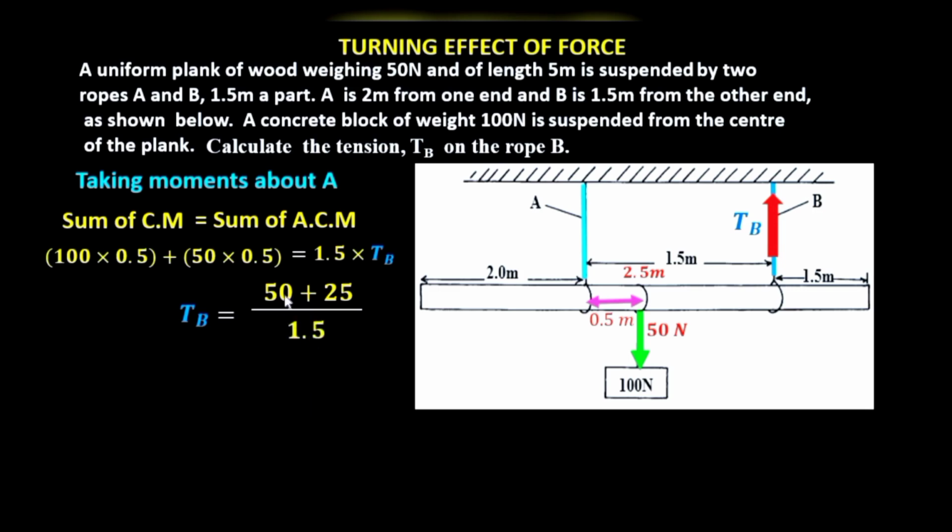and therefore this gives us 50 plus 25 is 75. 75 divided by 1.5 gives us 50 newtons, and therefore the tension in rope B is 50 newtons. And that is how we go about this question.